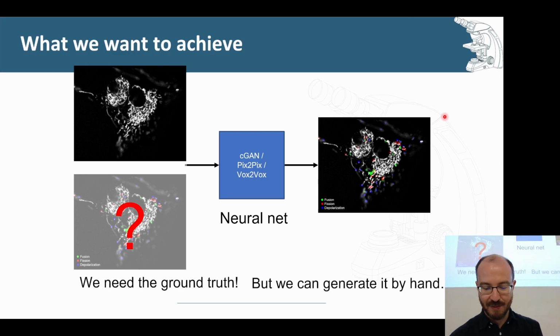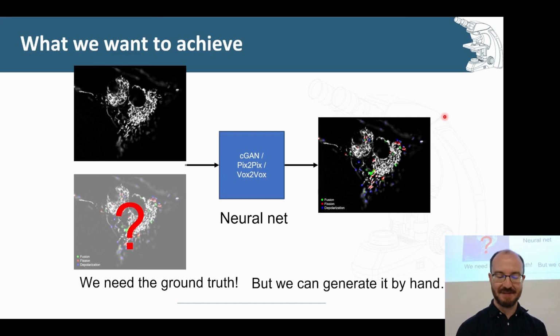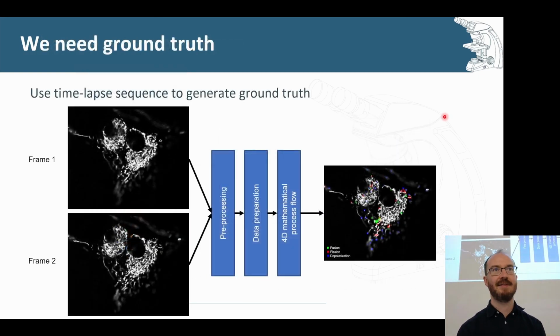But we can generate it by hand. How do we generate it by hand? Lisa was just giving the hint there. We need a time-lapse sequence. We need a video of our mitochondria, how it's dynamically moving over time. And then if we can somehow analyze that, we can generate these images and then ultimately train a neural network on that. So what we did is we captured the time-lapse sequence.